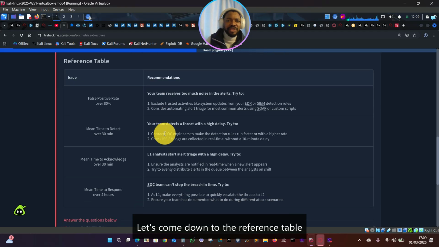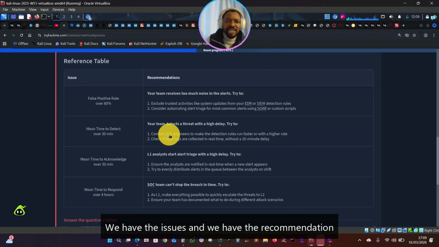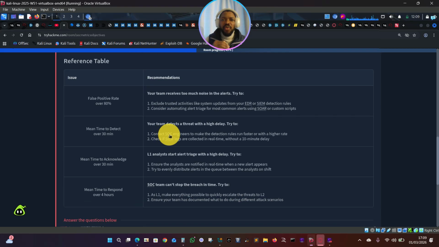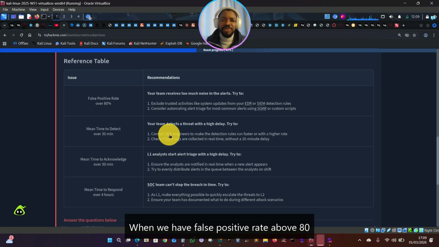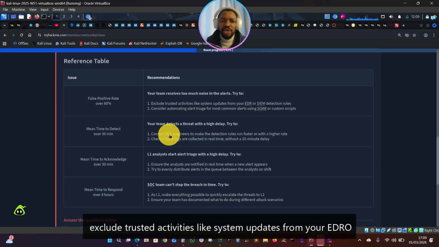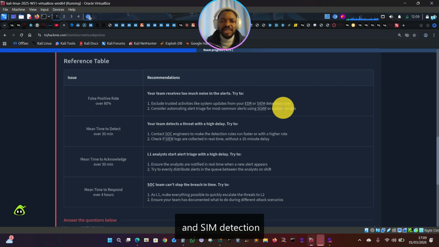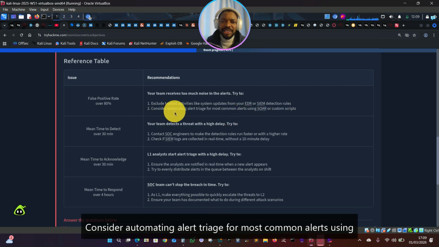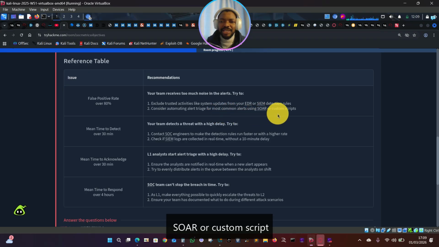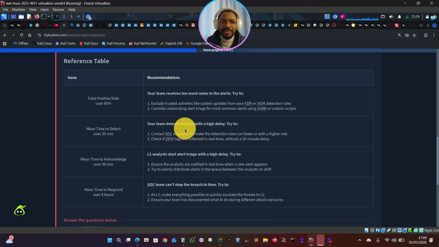Let's come down to the reference table. We have the issues and we have the recommendation. When we have a false positive rate above 80%, what do you recommend? Number 1, exclude trusted activities like system updates from your EDR and SIEM detection. 2, consider automating alert triage for most common alerts using SOAR, or a custom script.